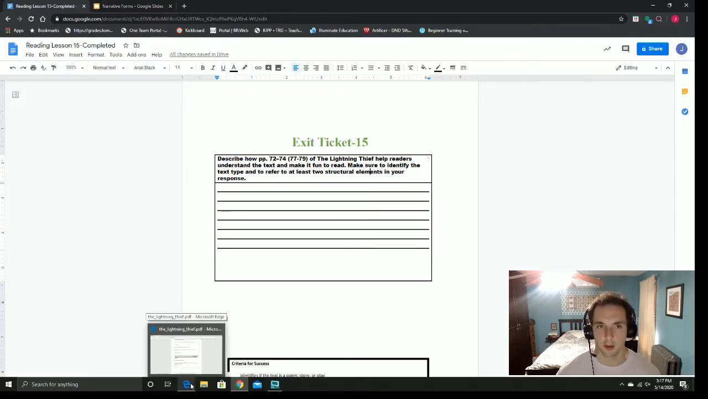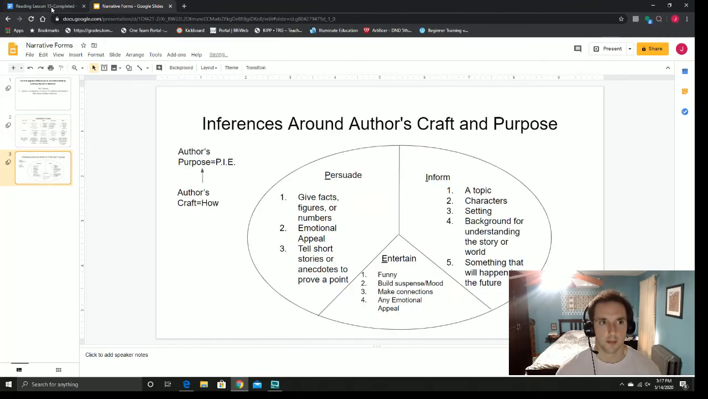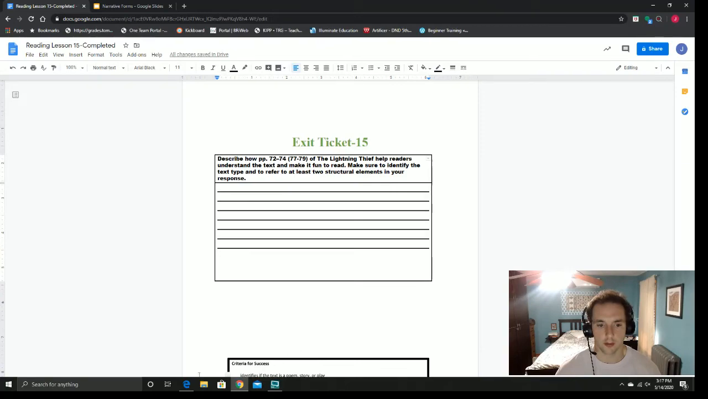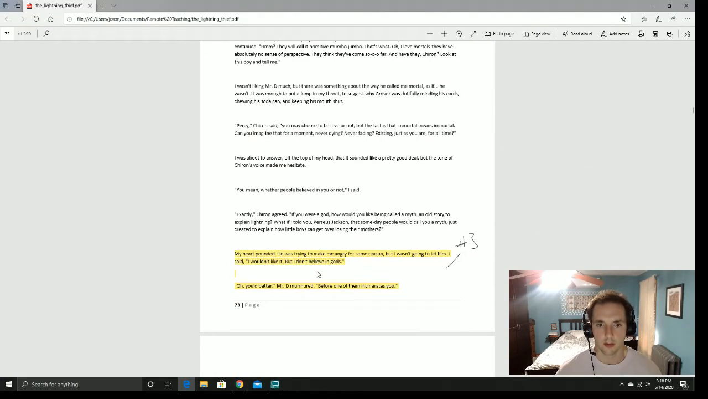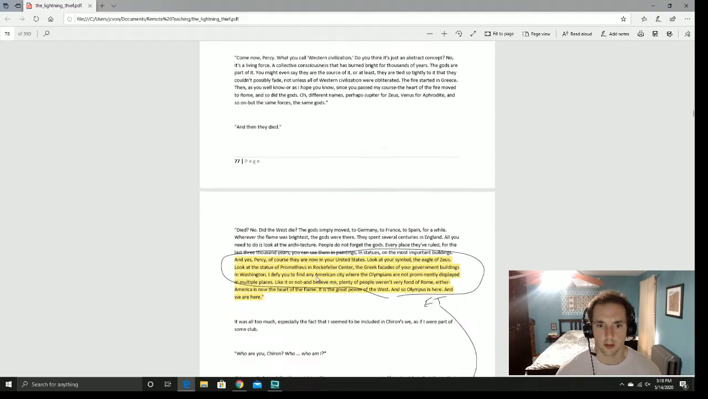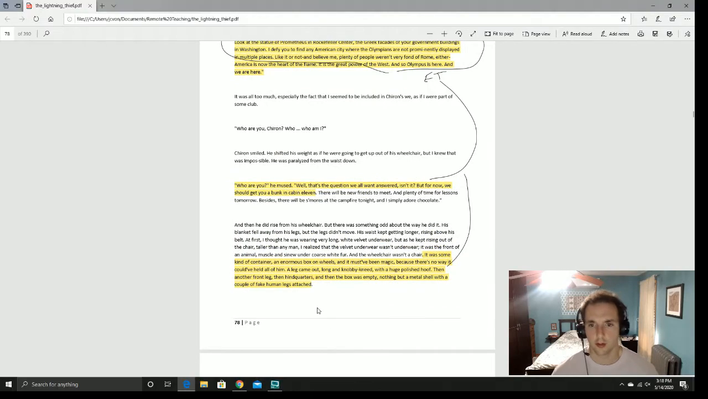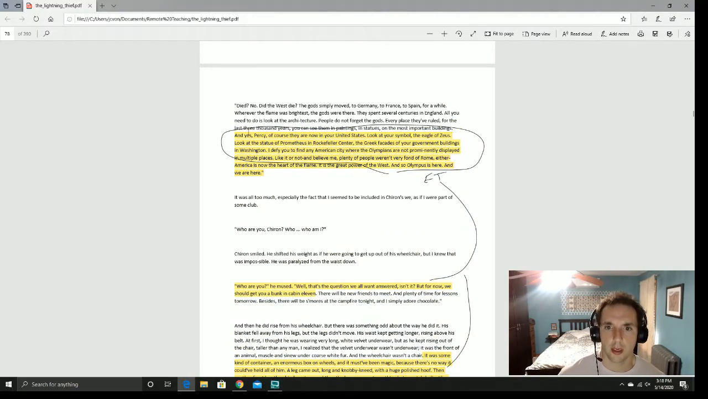And there's a bunch of different elements that you can refer to. You could refer to the characters, the settings, the problems, the solutions, and things I haven't listed here, like the dialogue or the mood could also be mentioned. But whatever you do mention, as long as you can back it up, it is good. So the pages are down here. And so here's the big points that I saw. Okay. Right here.